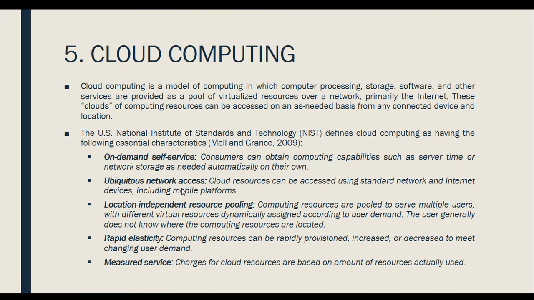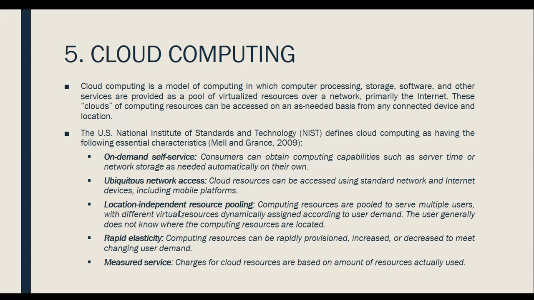Ubiquitous network access. Cloud resources can be accessed using standard network and internet devices, including mobile platforms. So basically, your cloud resources can be accessed from anywhere. That is the idea of ubiquitous network access, that you can access it from your home, from your office, from one city or from the other city, from one country or another country. You can access those resources from anywhere using the standard network and internet devices, and mobile platforms.